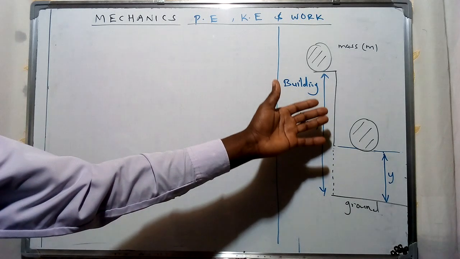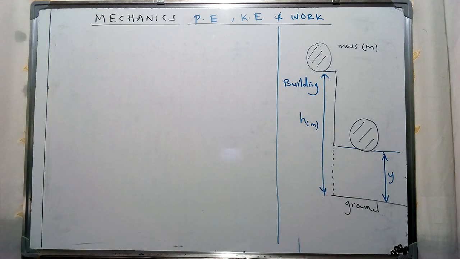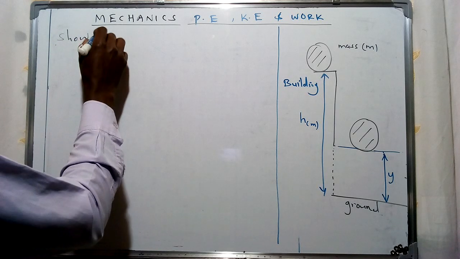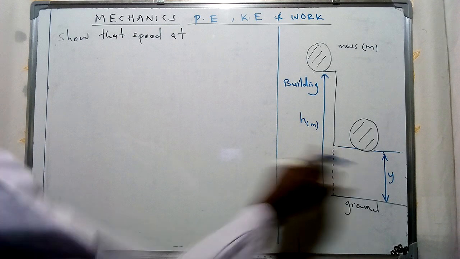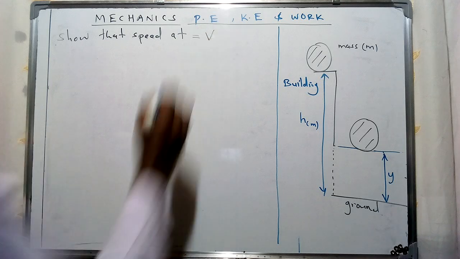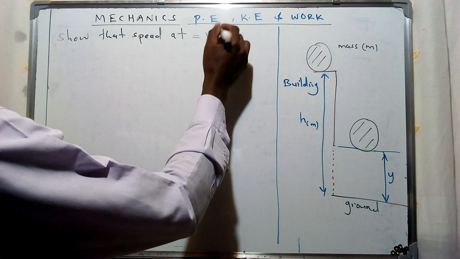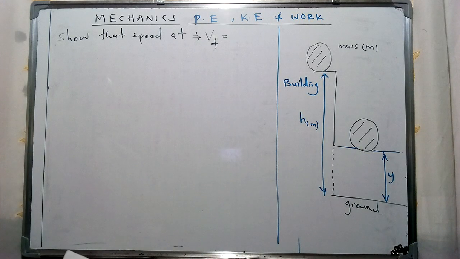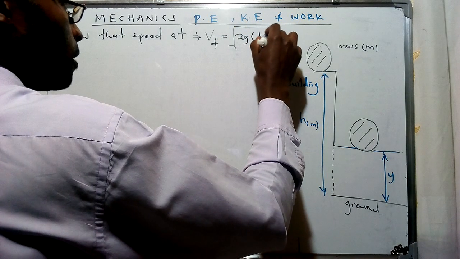Now, we are required to show that the speed of the object when it's at this specific position is going to be given using a particular formula. In this case, I'm just going to quote this so that we can do a follow-up. So, we are required to show that the speed at this specific position, which is y meters from the ground, is given in terms of v, which is going to form a v final. Let's assume that the initial velocity from this specific building was 0. So we're required to show that at this position, the velocity is equivalent to the root of 2g, and then h minus y.